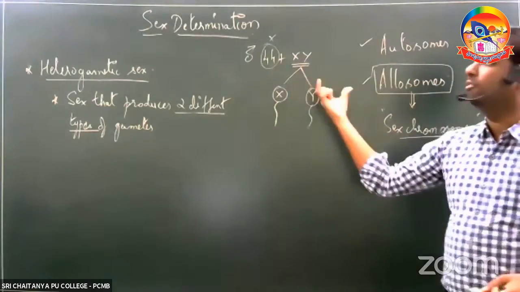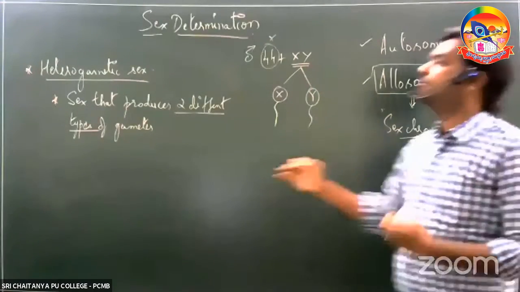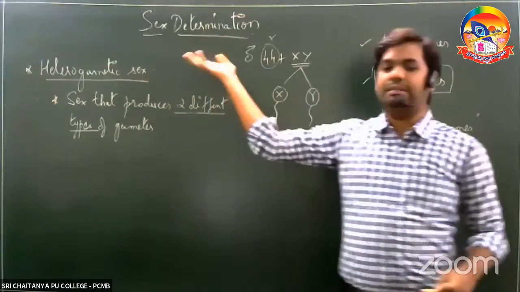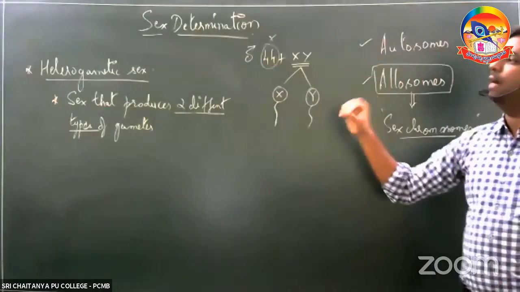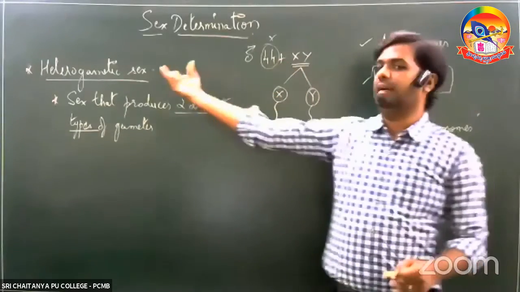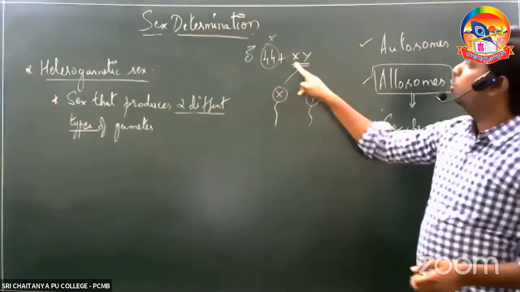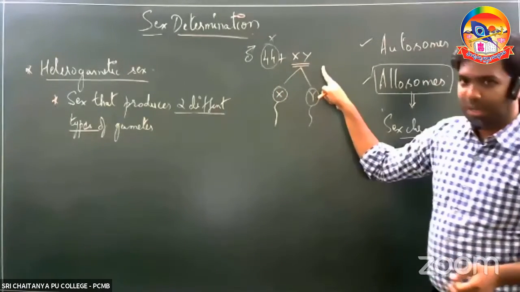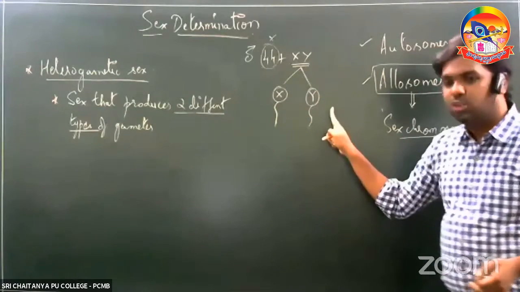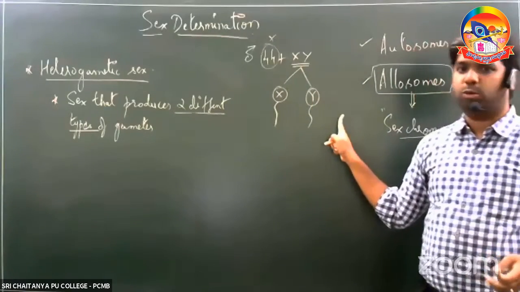So if two different types of gametes are produced by a particular sex, such type of sex we start calling it as heterogametic sex. Right? So what exactly is this heterogametic sex now? The sex that produces two different types of gametes, we start calling it as a heterogametic sex. Example, human males, where there are two different allosomes being present, as a result of which two different types of gametes would be produced. One gamete will have the X chromosome, the other gamete will have a Y chromosome.